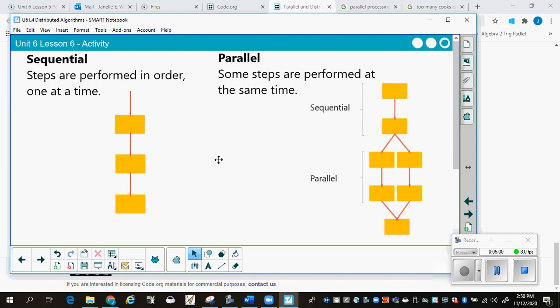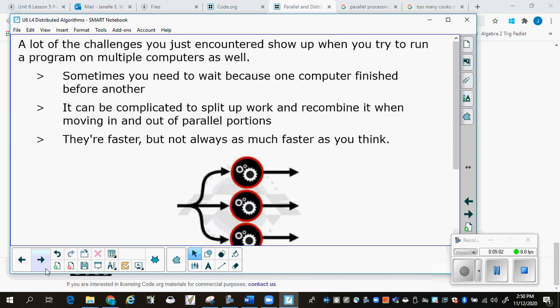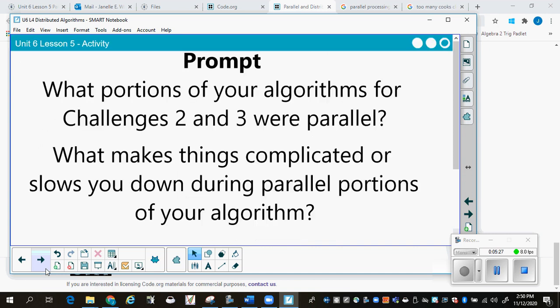Parallel says that some steps are performed at the same time. Now, a lot of challenges that were just encountered show up when you try to run a program on multiple computers as well. Sometimes you need to wait because one of the computers finished before another. It can be complicated to split up work and recombine it when moving in and out of parallel portions. They're faster, but not always as much faster as you think.